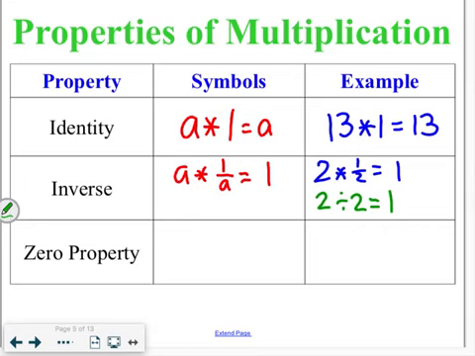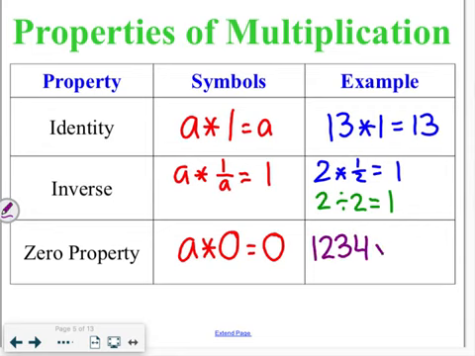One extra property we have for multiplication is called the zero property. As you might guess, it involves 0, and it's simply saying that a number times 0 is always going to equal 0. So it doesn't matter what number you pick. We can pick 1,234, multiply it by 0, and you're still going to get an answer of 0.